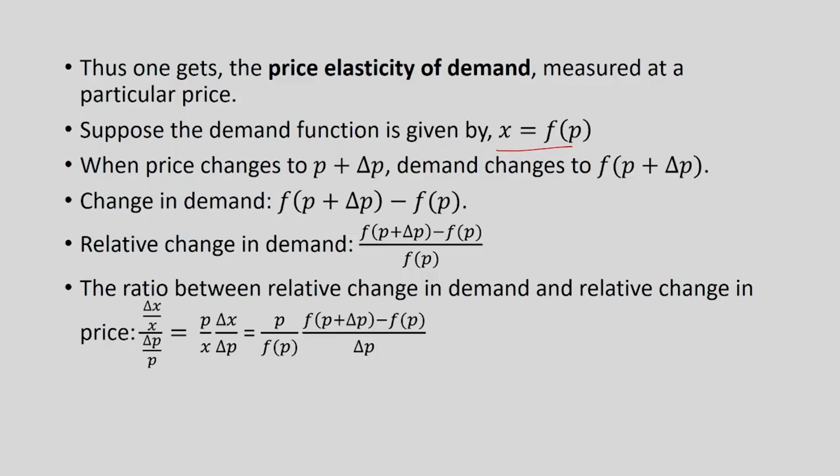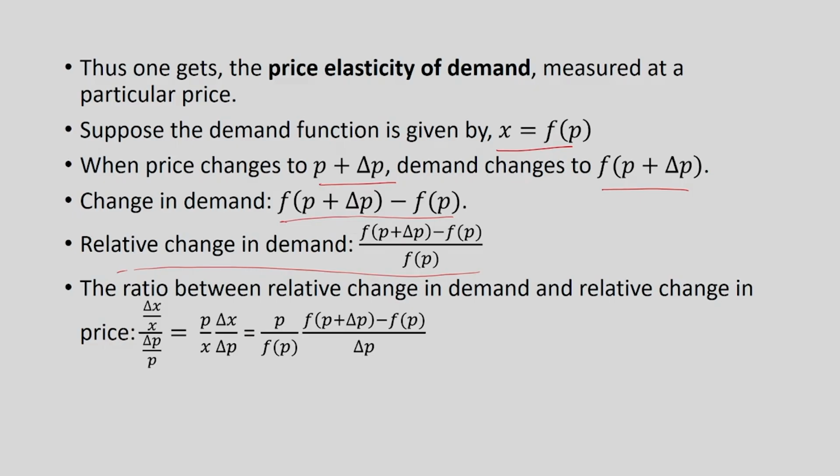Now, suppose the price changes to p + Δp, and since the price has changed, the demand will change to f(p + Δp). So, what is the change in demand? The absolute change in demand is given by this, f(p + Δp) minus f(p), the new demand minus the old demand, that is the change in demand. And what is the relative change in demand? It is given by this, f(p + Δp) minus f(p) divided by f(p). This is the relative change in demand.